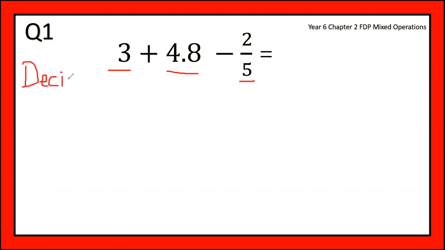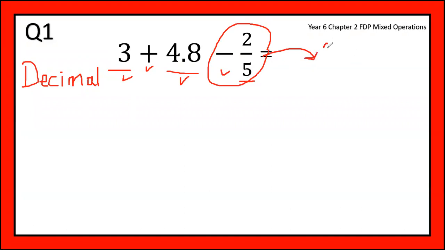When we say decimal method, it means we are going to use only decimals to do the addition or the subtraction. In this case, 3 is a whole number, 4.8 is a decimal, 2 over 5 is a fraction. Thus, it has to be changed into a decimal. Now, what is 2 over 5 as a decimal?